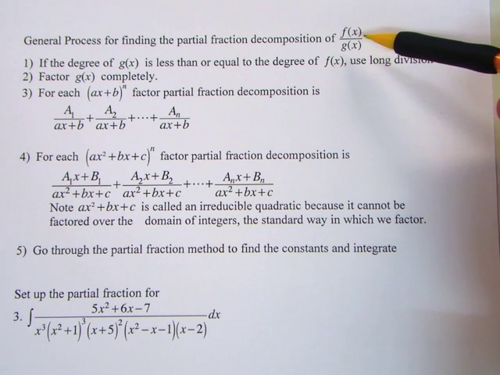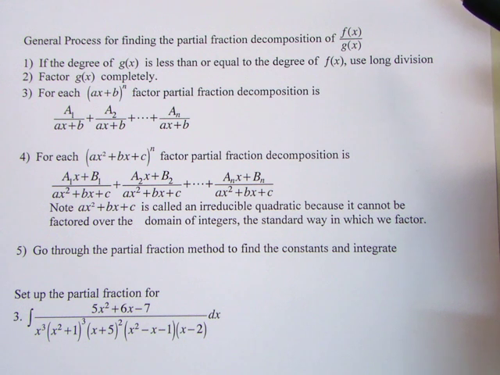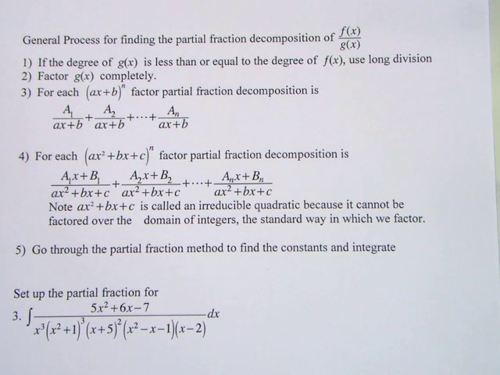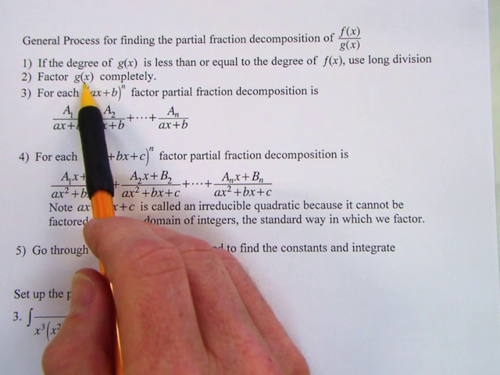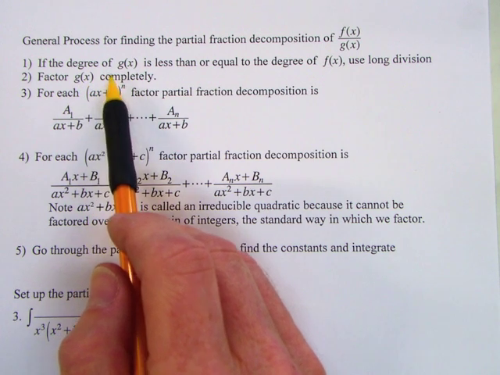You can think of it like if I had 5 over 3, first I'd want to take out the whole part, the 1, and then I have this fraction 2/3. Or maybe a better example would be 12 over 10, and then I could work on something like that. After we do that, we're going to factor g of x completely.